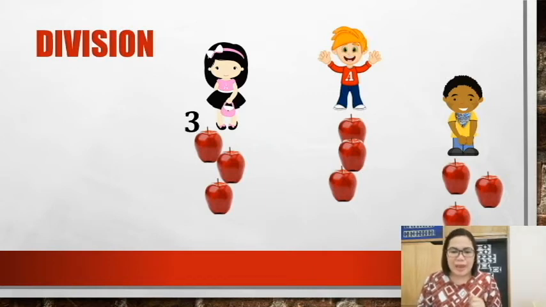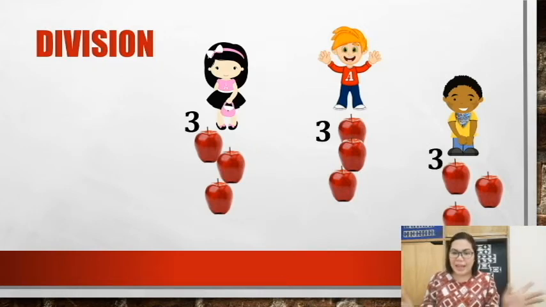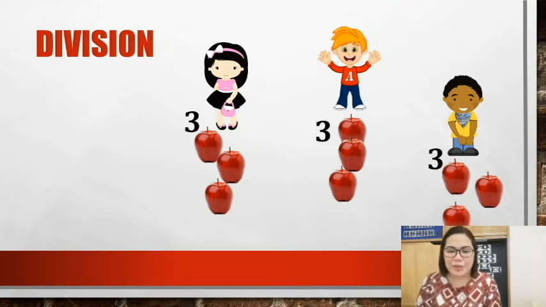So Miss Pink has 3 apples. Mr. Red has 3 apples as well as Mr. Yellow has 3 apples. So, tada! So, nasolba na ang problema, no? Nabahin na ang ilahang apples nga equally divided nilang tulo.